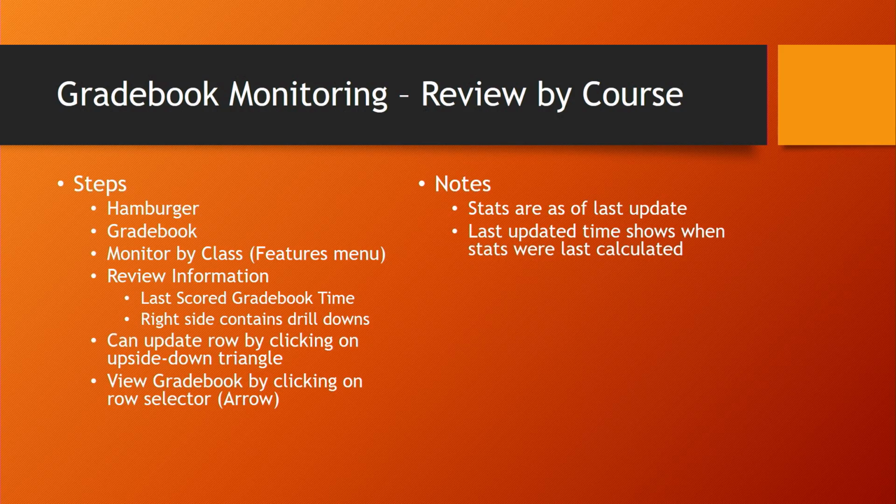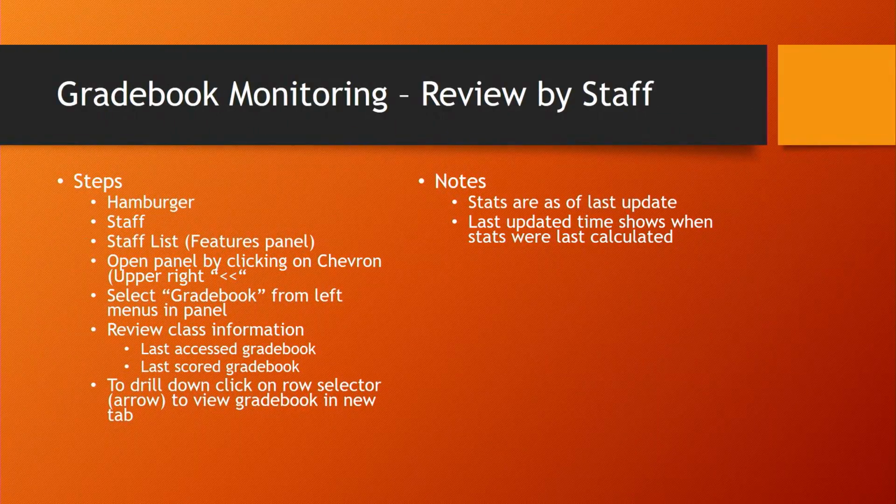So let's go ahead and look at this again, but now we review by staff. In this method, we will go into the system and pick a staff member and then look at their gradebook and the information, the statistics. Now remember, the statistics here are generated from that utility. So if you don't update from the utility, then these numbers won't be updated. You have to update them manually, either on the fly, individually, like I just showed you, or in mass through that utility.